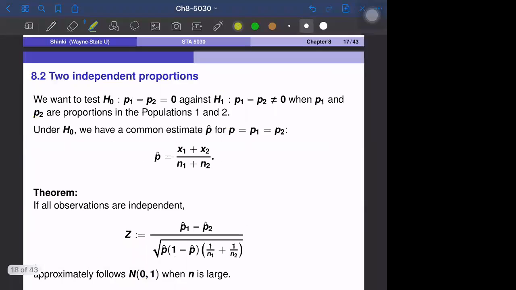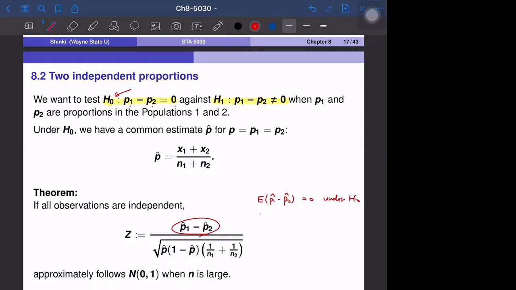Okay, so the null hypothesis is p1 minus p2 equals 0, and the alternative is p1 minus p2 is not equal to 0. Then we want to know the expectation and the variance of p1 hat minus p2 hat. This is the most important quantity to test H0, but we have to evaluate the variability, so we need the standard error. The expectation is clear if the null hypothesis is true: the expectation of p1 hat minus p2 hat is equal to 0 under the null hypothesis.